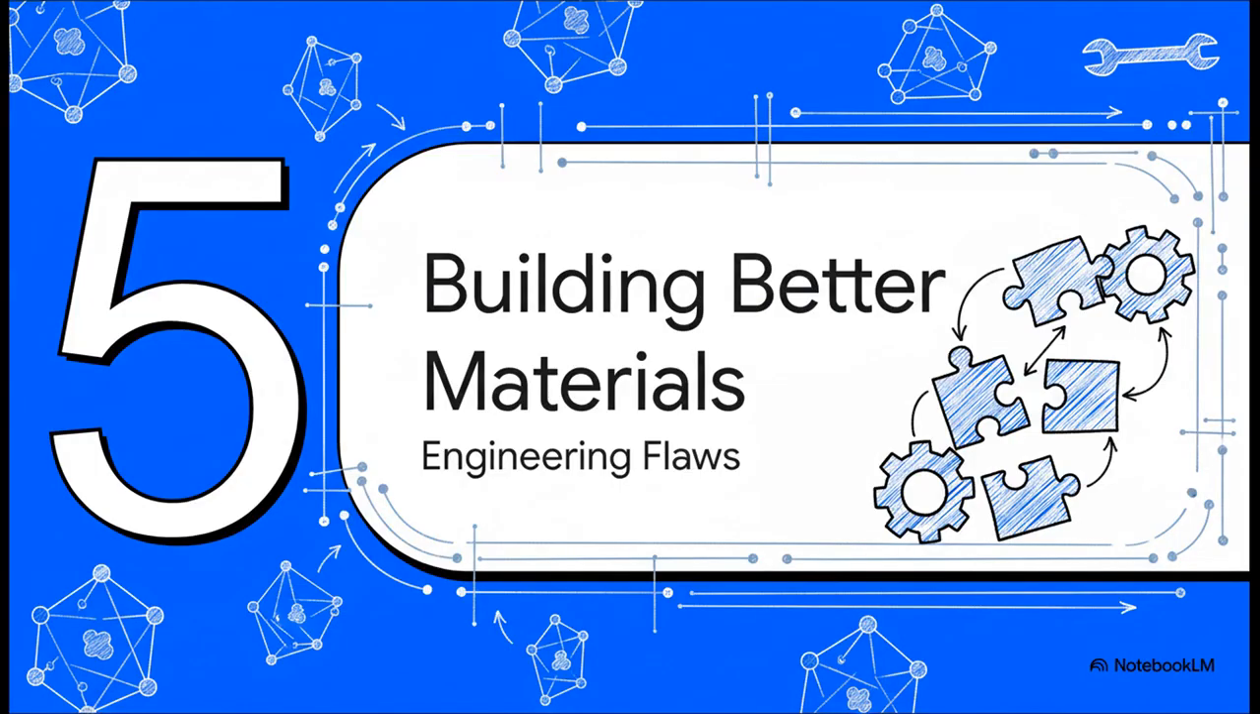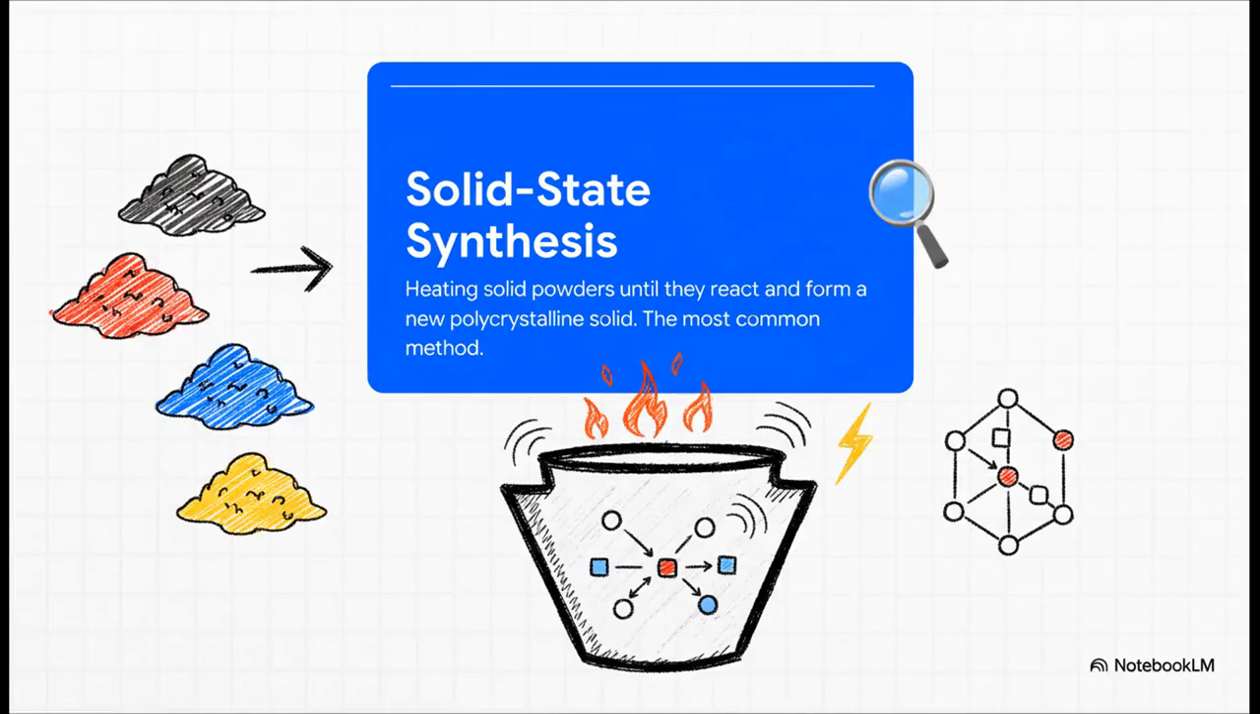Which brings us to the final and maybe most exciting piece of the puzzle. If these flaws are so useful, so powerful, how do we actually control them? How do we become the architects of these atomic imperfections? Well, the go-to method, the real workhorse, is something called solid-state synthesis. The idea is actually pretty simple.